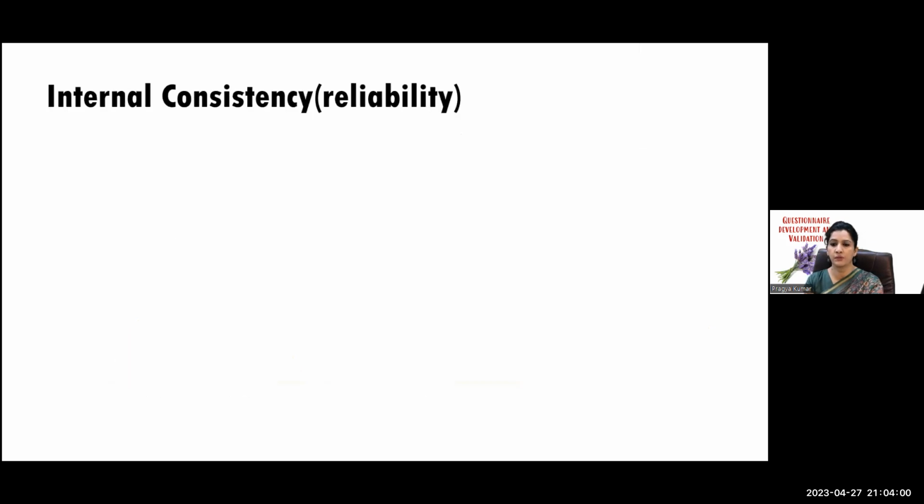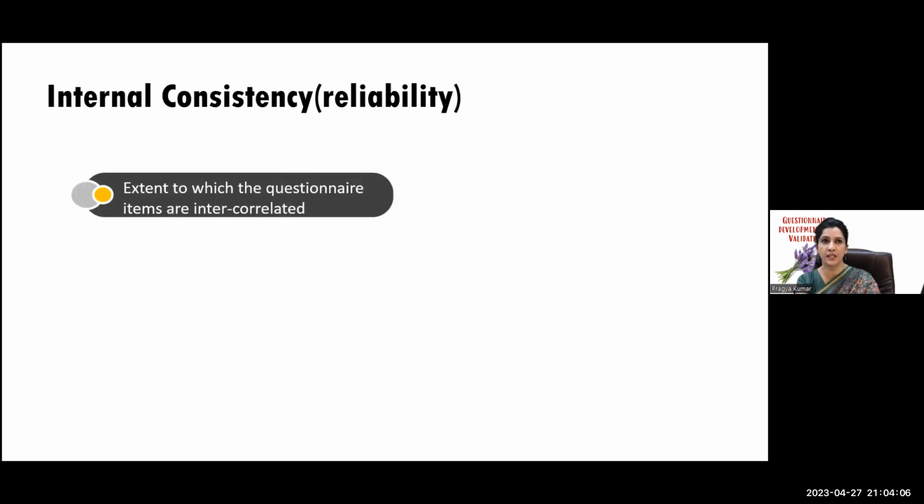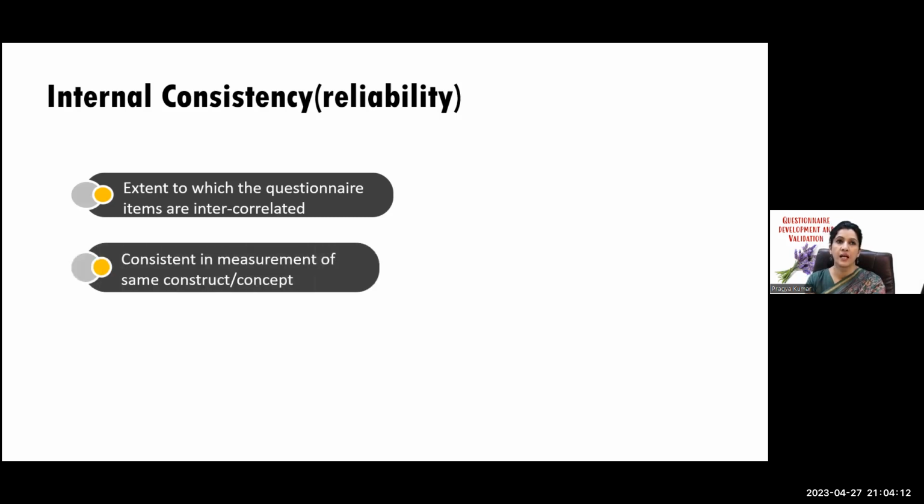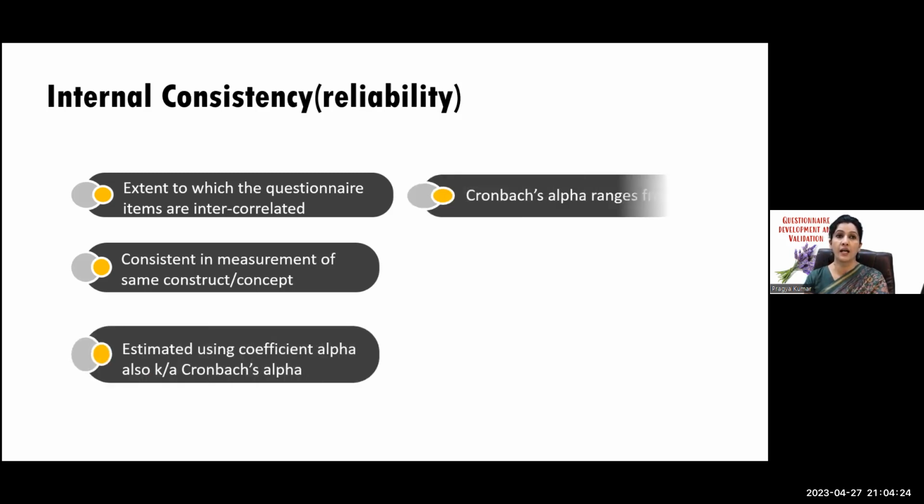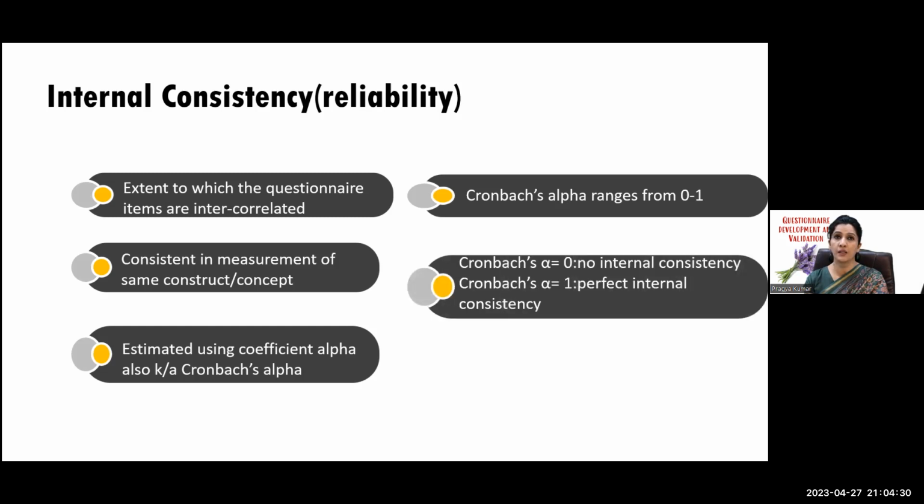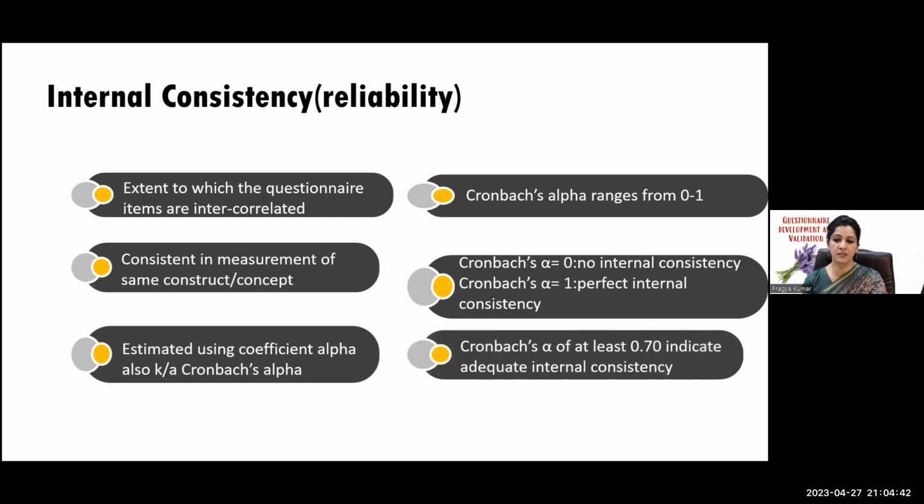Now coming to internal consistency reliability, continuing with the same thing. It measures the extent to which the questionnaire items are interrelated. There is a consistency because if all the items are measuring the same construct or concept, then definitely your Cronbach alpha value will be high. Cronbach alpha is known as the coefficient alpha. It ranges from 0 to 1. If the value of Cronbach alpha is 0, that means it has no internal consistency. And if the value is 1, that means it is a perfect internal consistency.